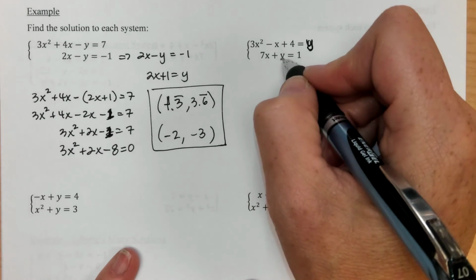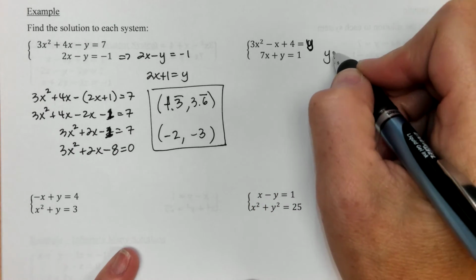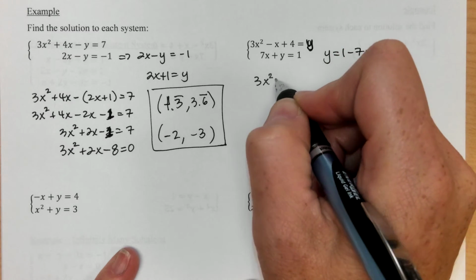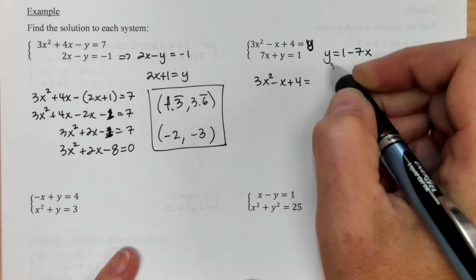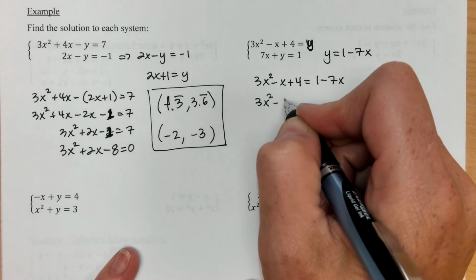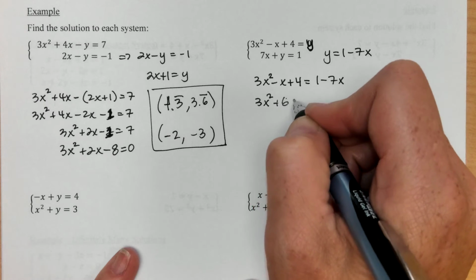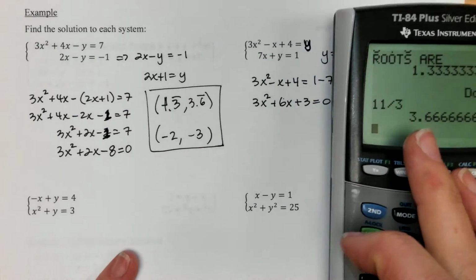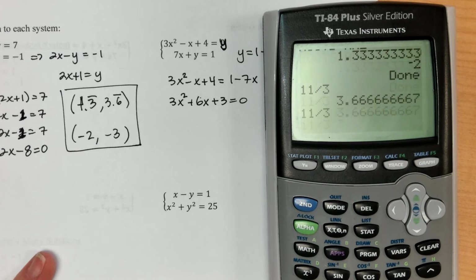So I'm going to take this one off to the side, and you're darn right I'm going to solve for y. So y equals 1 minus 7x. And now we're going to plug that in right there. So 3x squared minus x plus 4 equals 1 minus 7x. Just getting everything over to one side will give me a plus 6x and then 3. Using my quadratic formula program again.